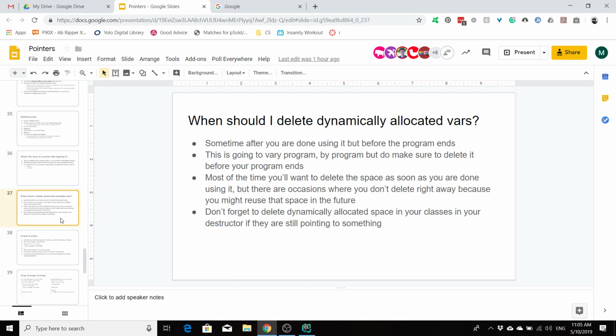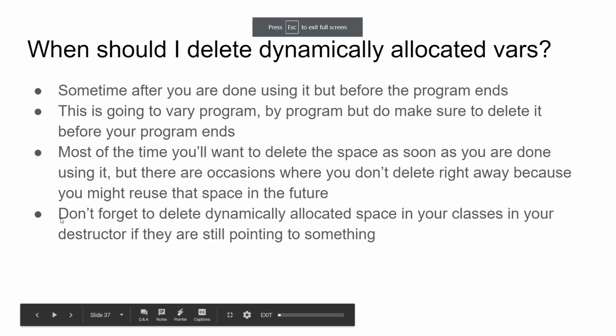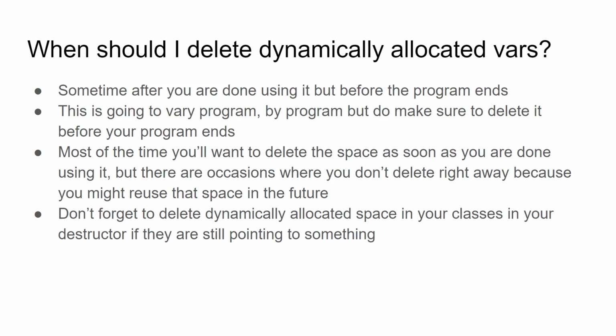The other thing is the question might be like, when should I end up deleting my dynamically allocated variables? The correct answer is sometime after you're done using them and before the program completes. It's going to be problem specific. A lot of times you'll end up deleting that memory right after you're done using it. But some objects might not delete it immediately because they're planning on reusing that space in the future, so to save some time.